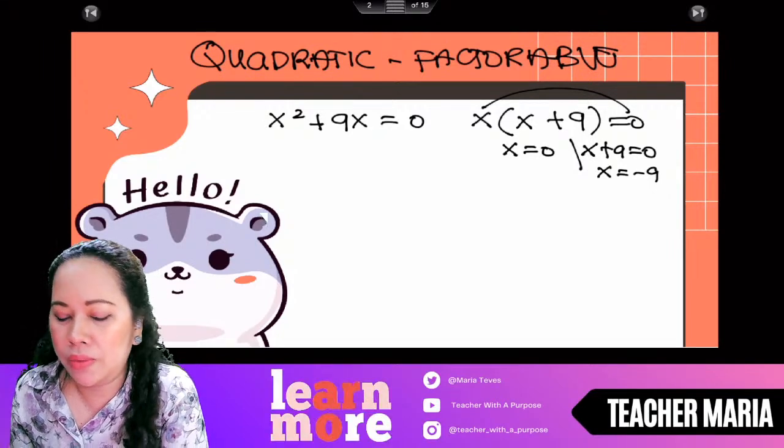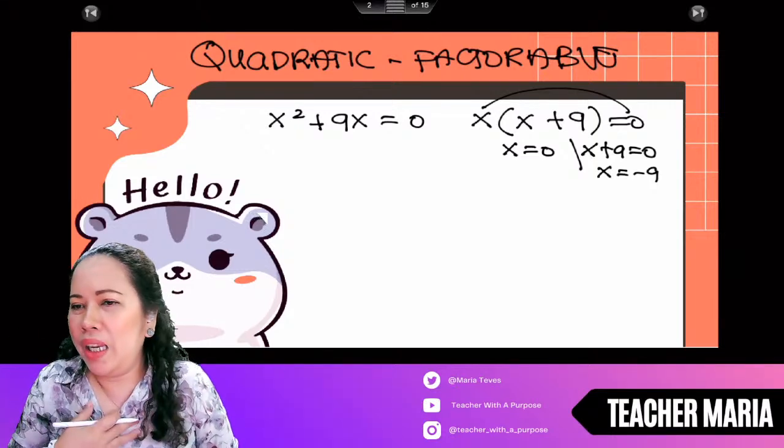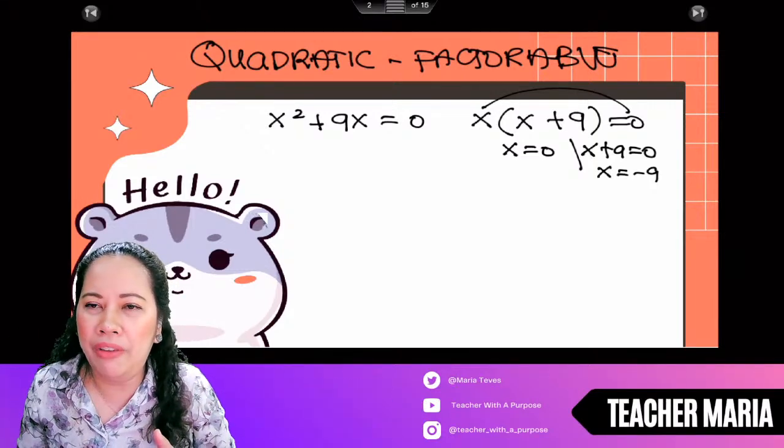Do I have the sound now? I don't know why the sound is on and off when in fact it's the same setup as when I am in Facebook.